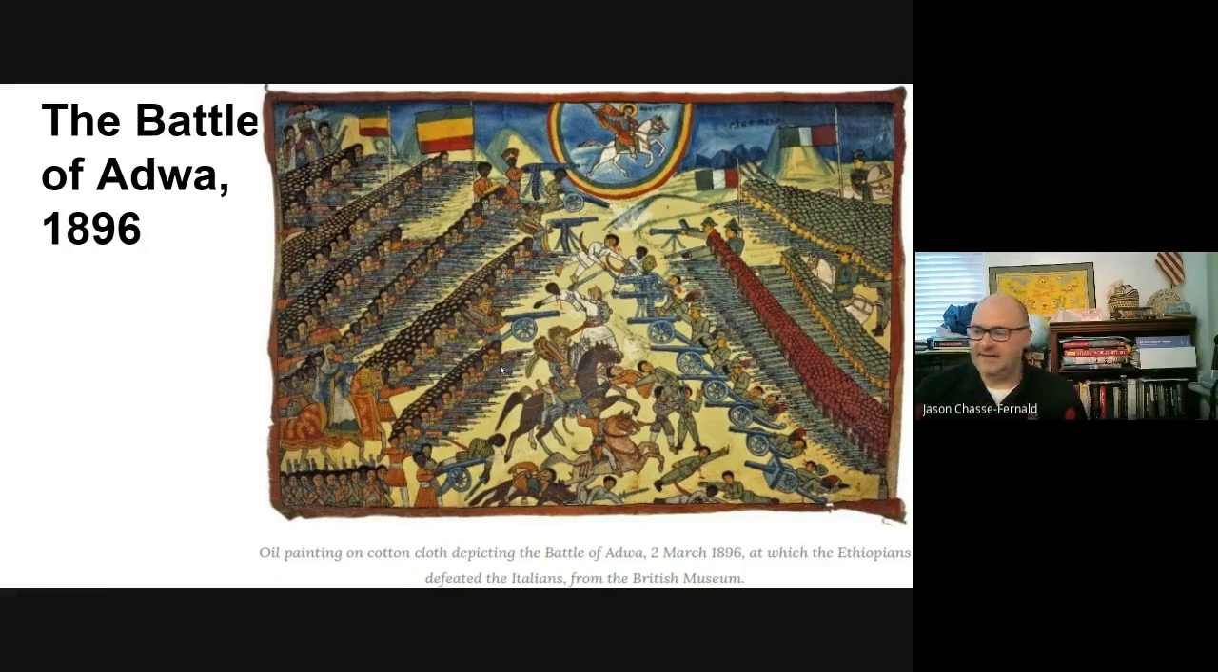And this is an interesting picture to explore, because you can see the numbers, right? The numbers look relatively even, maybe a little bit more on the Ethiopian side, but very well organized, right? Very well organized. Apparently they have better tactics regarding the terrain that the battle is going to be waged on. You can see in the back here, I believe is Menelik II, right, watching over.